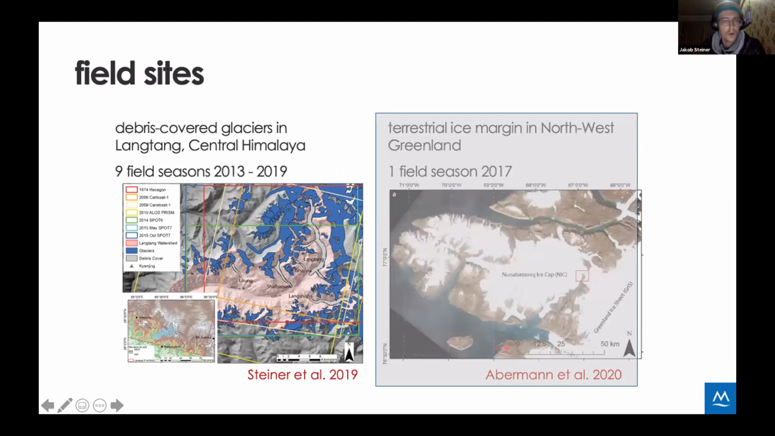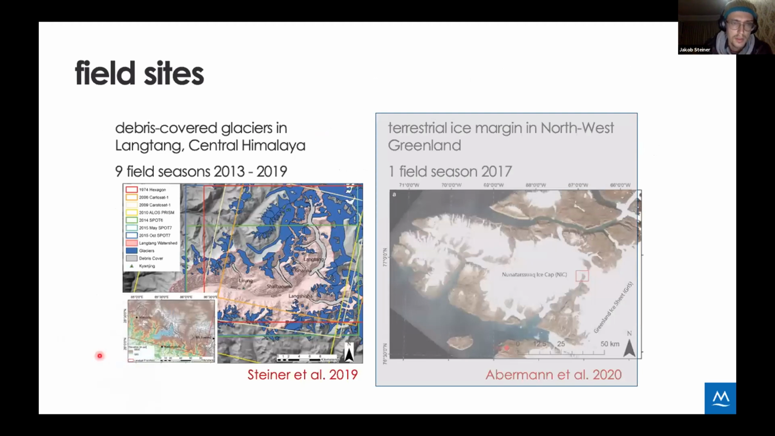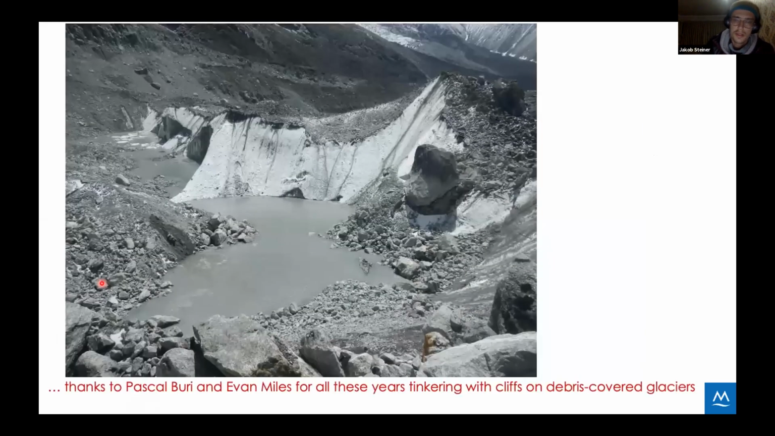The area I'll be focusing on is the Langtang region just north from here, from Kathmandu, where we've been doing many field seasons in the last years on the cryosphere and on mountain hydrology, focusing a lot also on debris-covered glaciers. So that's what an ice cliff looks like.